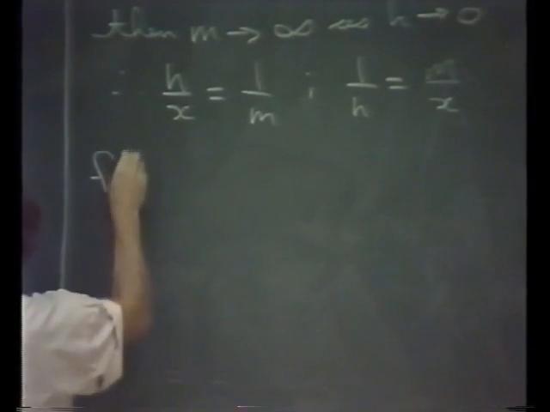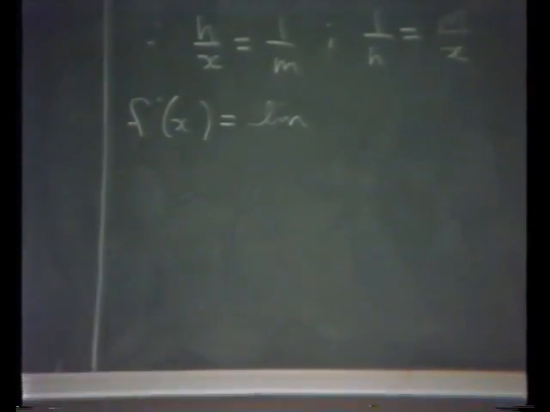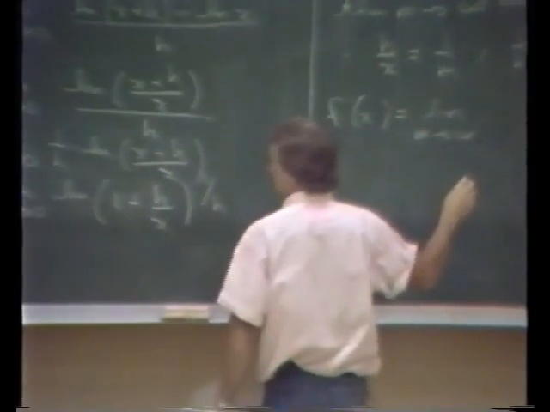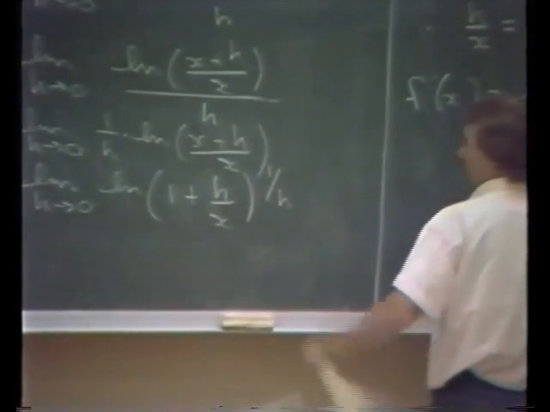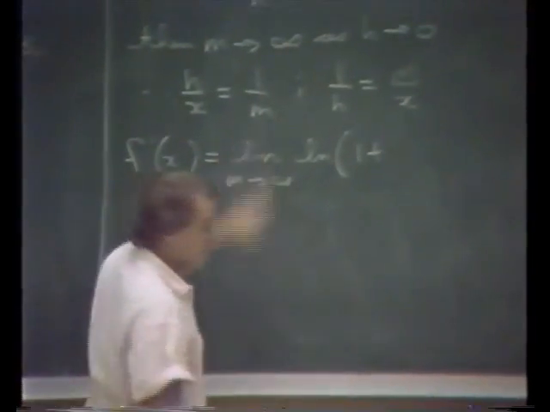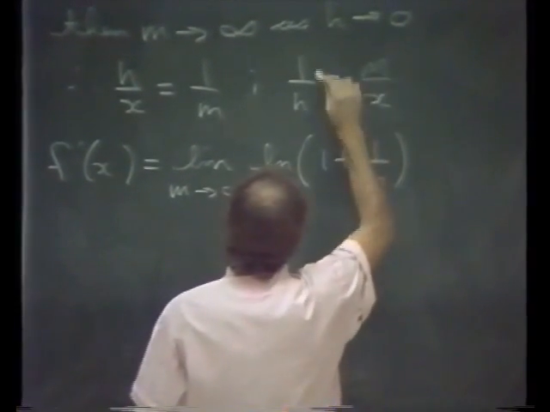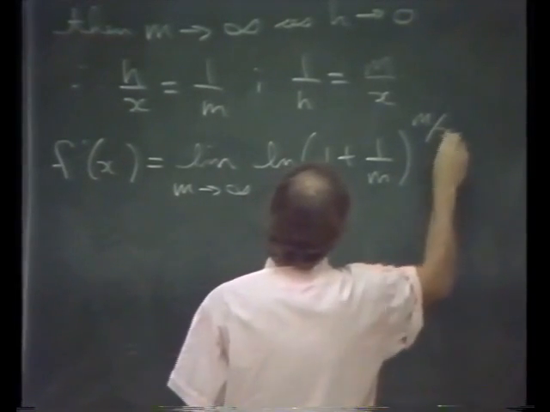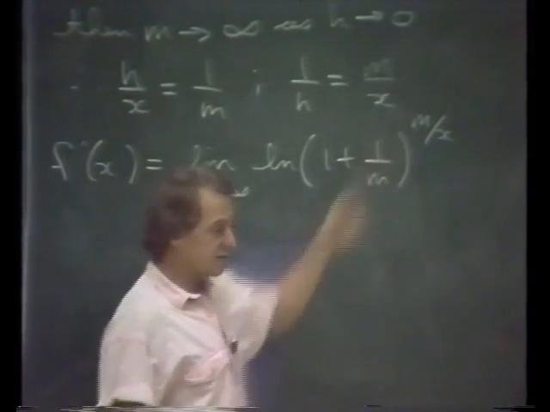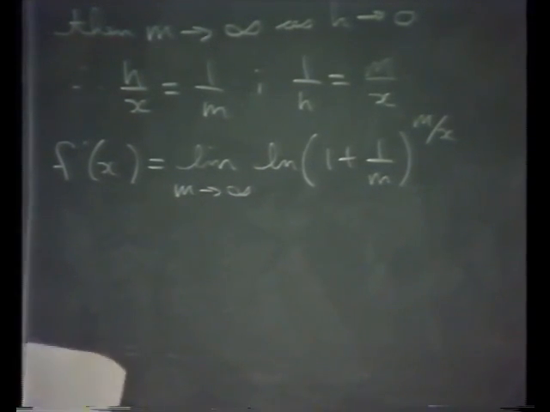So the derivative f dashed of x can now be written as the limit, as h tends towards 0, which is the same thing as saying as m tends towards infinity, of the natural log of 1 plus h over x, which I said I can rewrite as 1 over m, and I raise that to the power 1 over h, which I can write as m over x. So I've rewritten the log function in terms of m's now, except for that variable x, which we say is fixed for the time being.